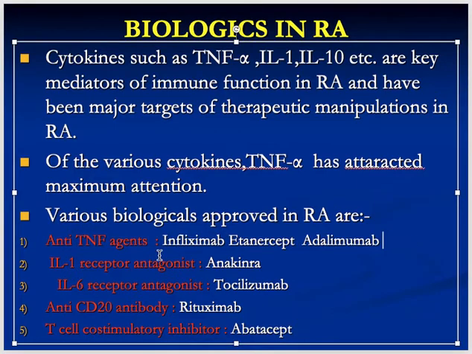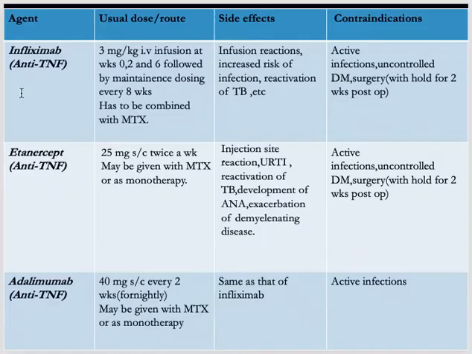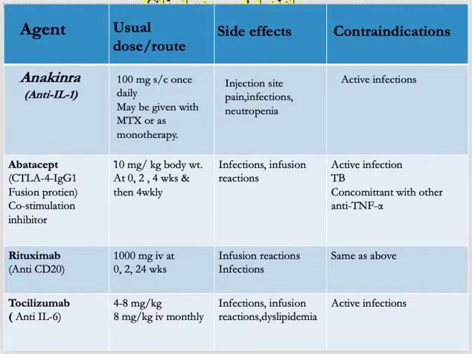And other than this, what is the dose? For infliximab, it is 3 mg/kg IV infusion at 0, 2, and 6 weeks. So we have to give it in injection form, not every day, but weekly or sometimes monthly. This one is given fortnightly. And what are the side effects and contraindications? Of course, I'm not interested in reading all this for you, but I'm showing you.